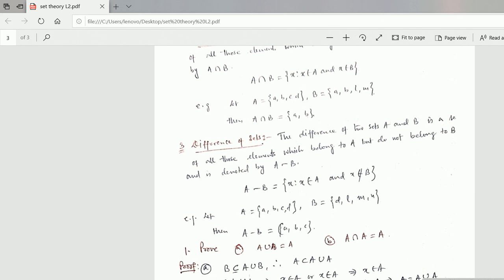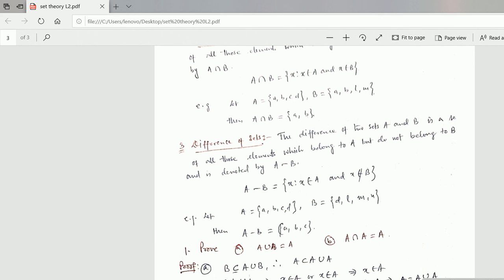Now we will solve some questions. Prove A union A is equal to A intersection A is equal to A. See how to solve it. We know B is a subset of A union B. You assume just B is a subset of A union B. Therefore, A is a subset of A union A.